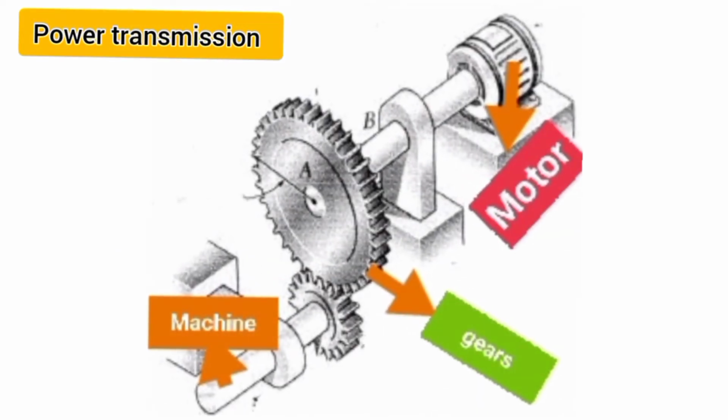Let's understand the meaning of power transmission in some details. Suppose we have a machine and a motor. We have to transmit power from motor to machine. We will use some device here to transmit power from motor to machine. Here we will use gears for the purpose of power transmission. There can be other power transmission devices such as belt and pulleys, but we will use gears in this case.